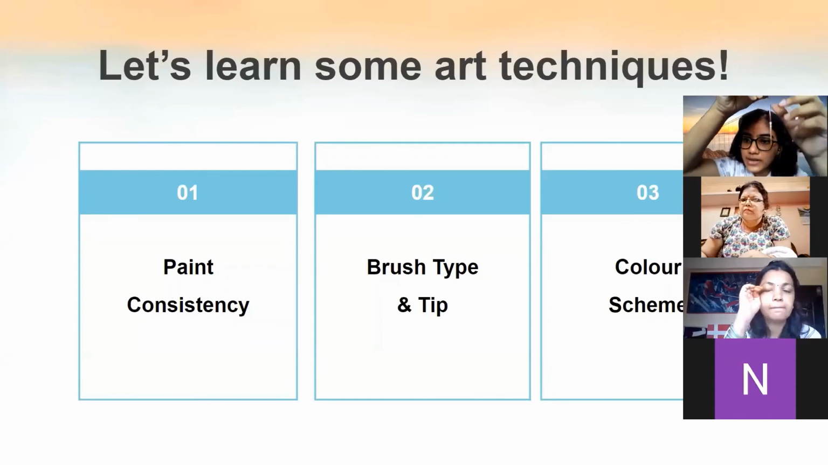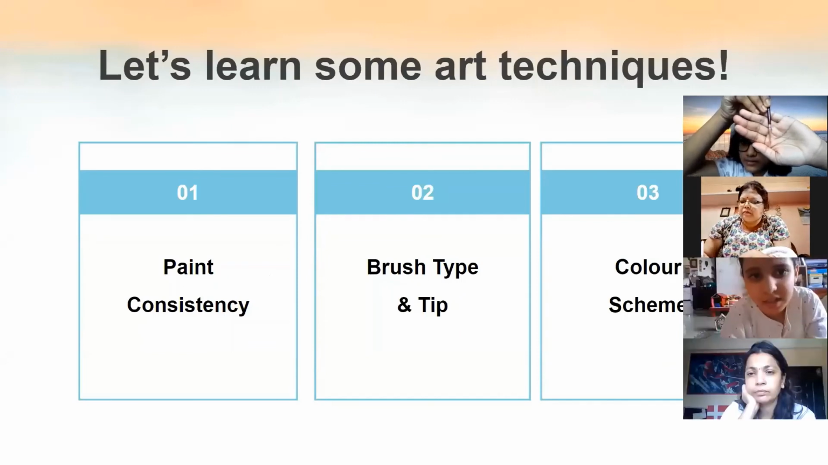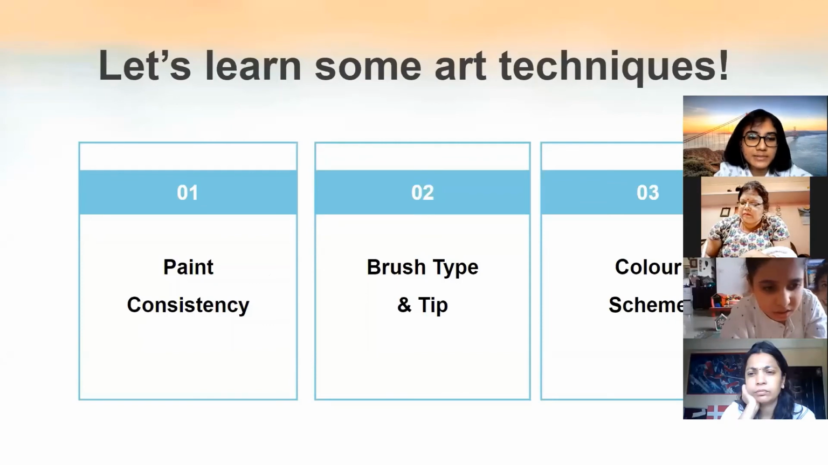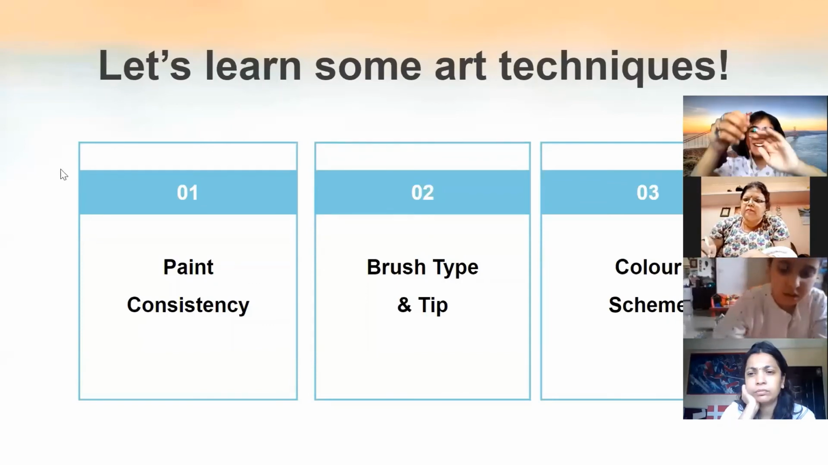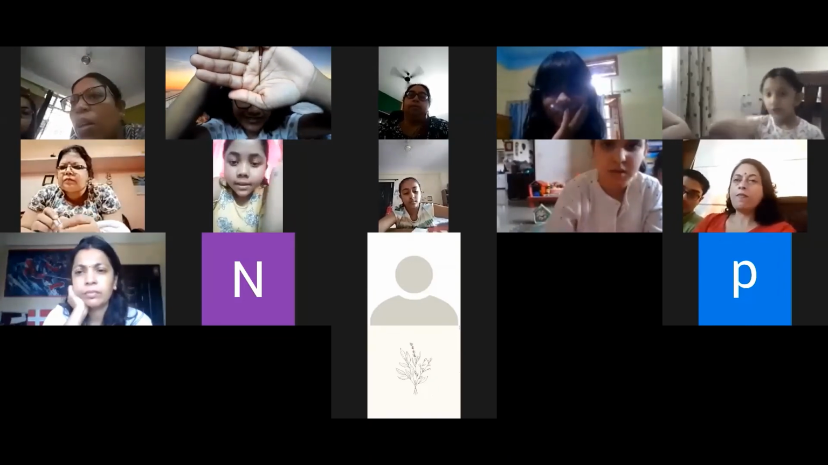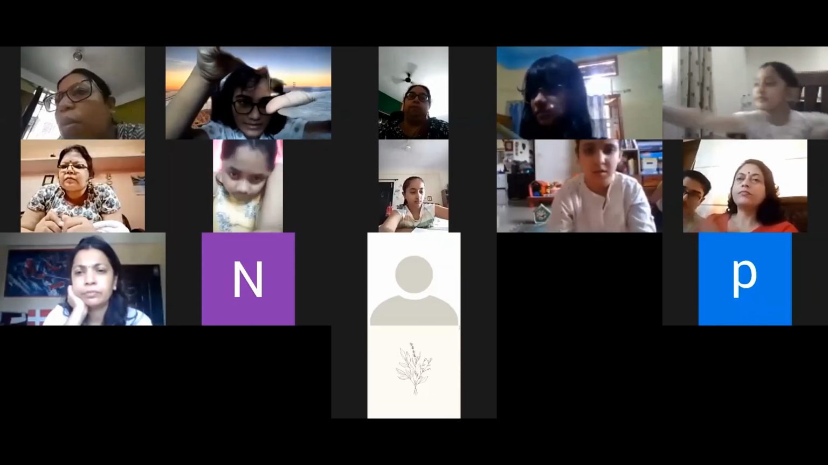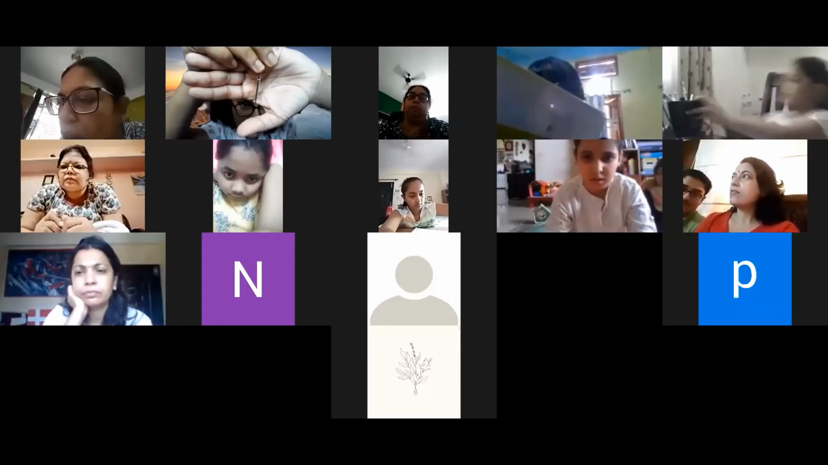You can see the brush, right? Yes. I can't see. Oh, you can't see because I've shared my screen. Okay, to stop sharing. Wait. Yeah. Now can you see my brush? Yes, it's visible. Yeah. So this is a 0 number brush.